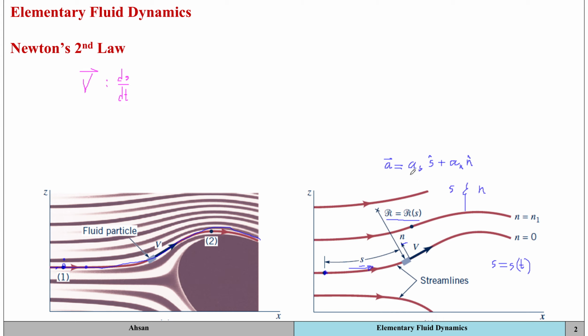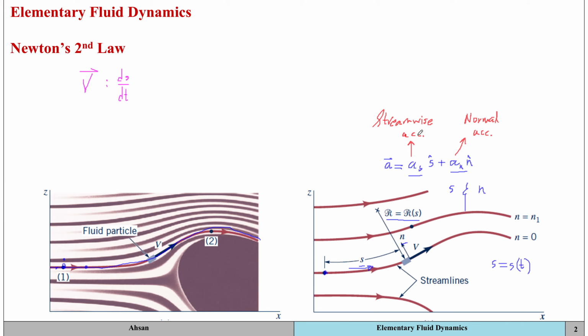We've got the component that is along the streamline, which is represented by a subscript S, and then we've got the unit vector alongside it, and the component which is normal to the streamline, a subscript N, along with the unit vector N hat. Now this component over here, which is along the streamline, is known as streamwise acceleration. And the component normal to the streamline is known as normal acceleration.